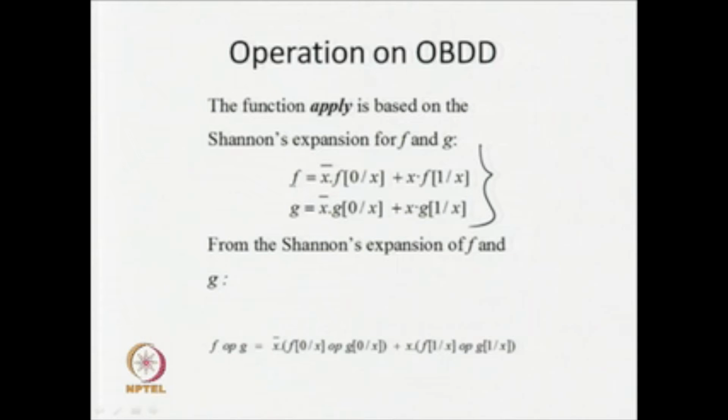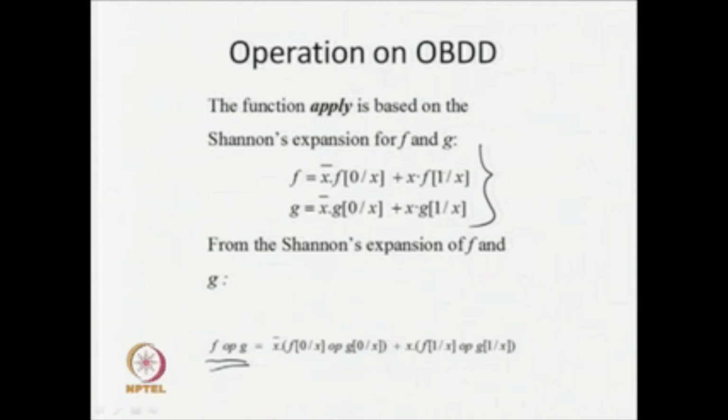F is a function, so f can be represented by x bar times f, where we evaluate f with x replaced by 0, plus x dot f with x replaced by 1. Similarly, for g, x bar times g, where we evaluate g by replacing x equal to 0, plus x times g, evaluating g by replacing x equal to 1. So, these are the two Shannon expansions of our given functions.